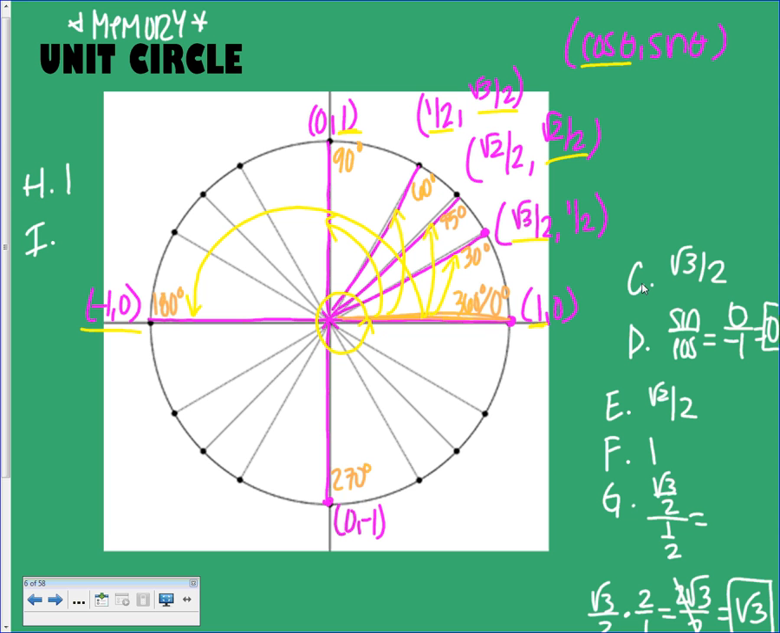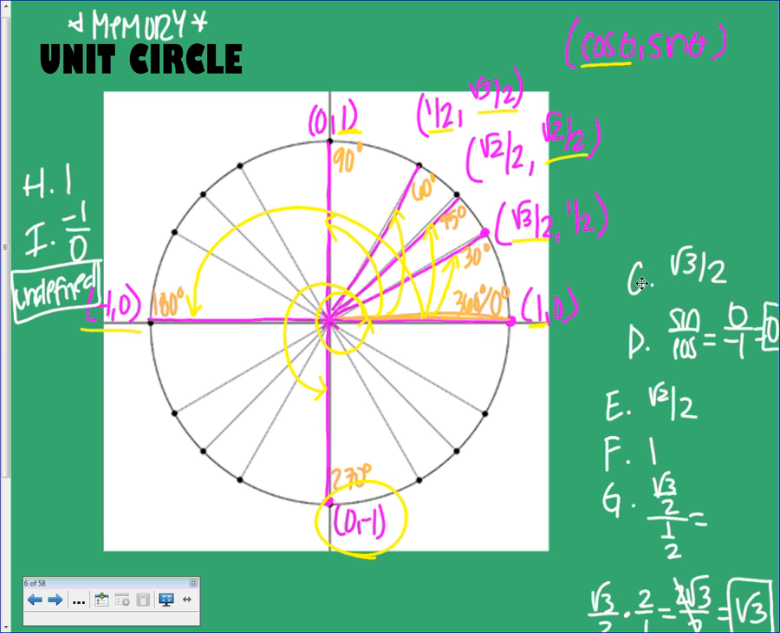And example I, tan of 270. So 270 is 3/4 of the way around. So I'm looking at this ordered pair down here. So I've got (0, -1). Tan is sine over cosine, so the y over the x. So I have -1 divided by 0, okay, and that is going to be undefined. Okay, you can't divide by 0, so you need to say undefined.